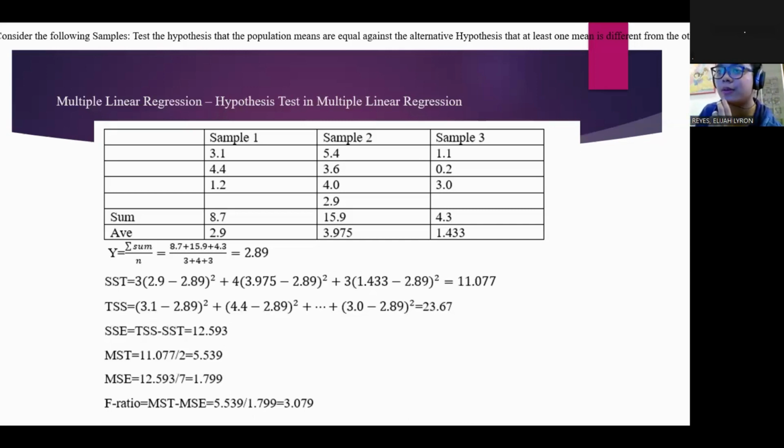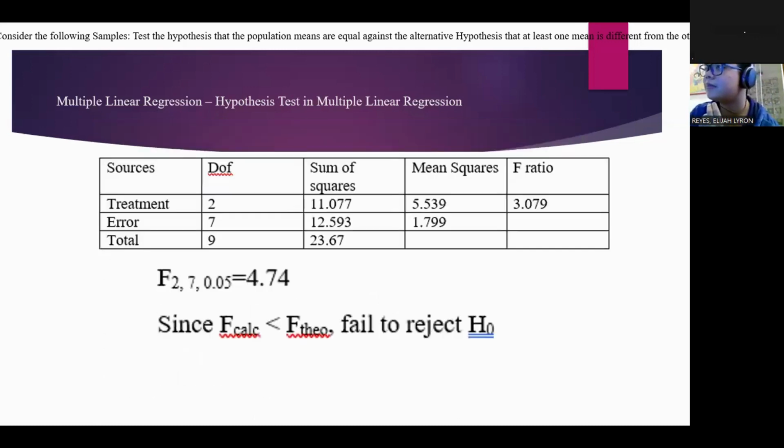And using the formula for F ratio, MST all over MSE will give us a value of 3.079. So this is a tabular representation. So we have degrees of freedom. Treatment is, we have 3 treatments, 3 samples, minus 1 gives us 2. Our error is 10 values minus the number of treatments, which is 3, gives us 7. Then we just add all that up in total.